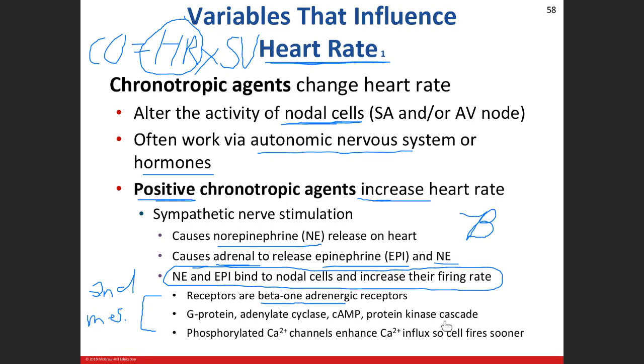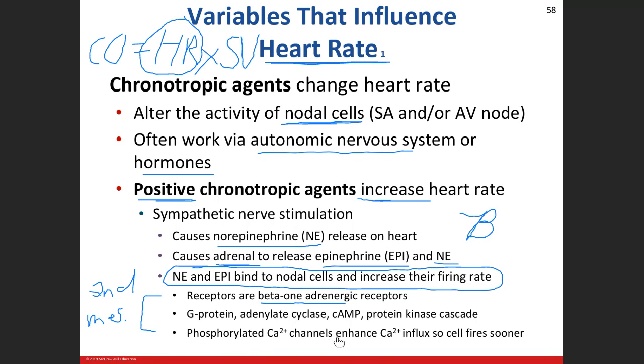What is a kinase enzyme? It's an enzyme that likes to put phosphate onto things. So we phosphorylate the calcium channels there. Basically, that's a fancy way of saying, hey, we open up a channel. So guess what? Calcium pours into the cell, because remember, calcium is in higher concentration outside the nodal cells than inside. It's a positive ion, so it's going to depolarize the nodal cell. You already know all that. I'm just here to remind you about it.